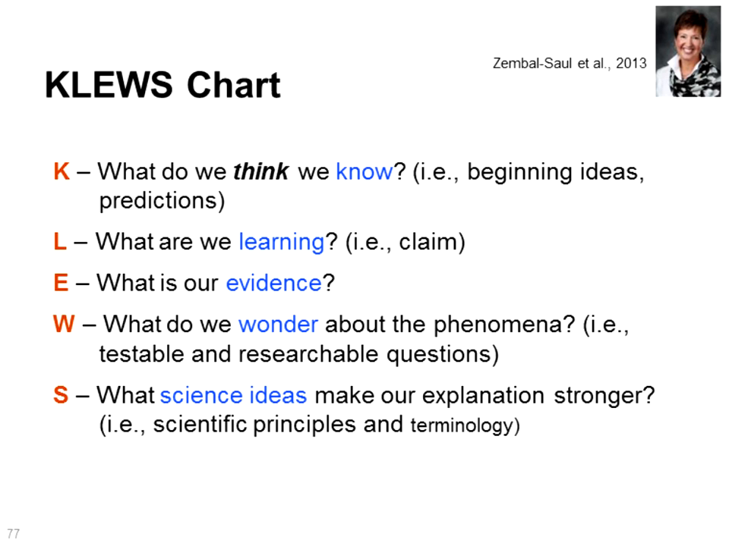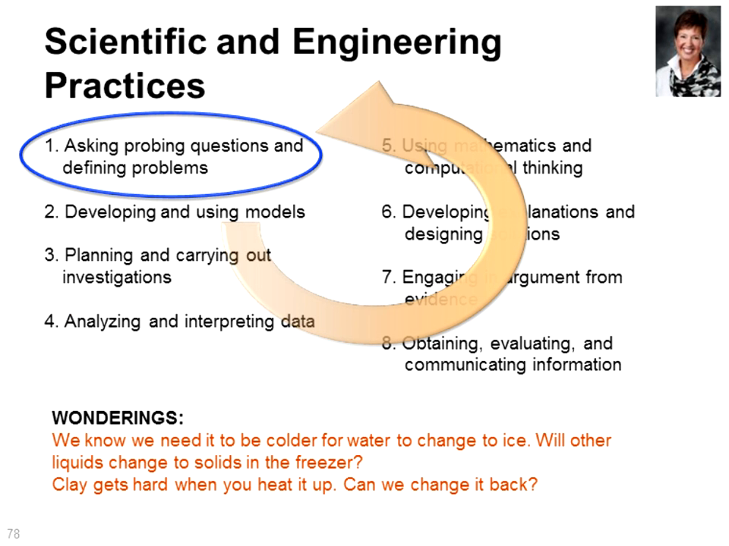The L is for learning, which is where we put our claims. The E is for evidence. W is for wondering, so that question that the teacher captured, she can record there and then come back to. And the S is for science ideas, so these are the scientific principles and terminologies like change of state that were eventually introduced. The other really important distinction between KWL and KLEWS is that this doesn't happen in a linear order. So as we saw in the framework, evidence comes first and then you generate your claim from evidence. So those are a couple important things to keep in mind if you're working with KLEWS charts.